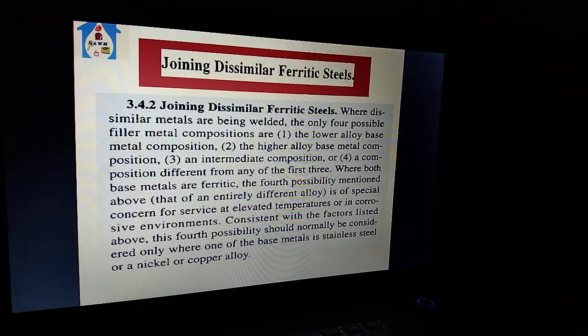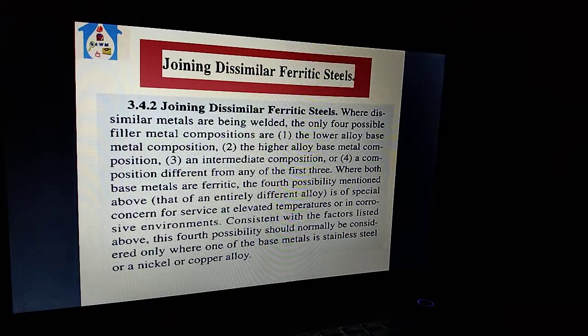mentioned above, that of an entirely different alloy, is of special concern for service at elevated temperature or in corrosive environments. Consistent with the factors listed above, this fourth possibility should normally be considered only where one of the base metals is stainless steel or a nickel or copper alloy.